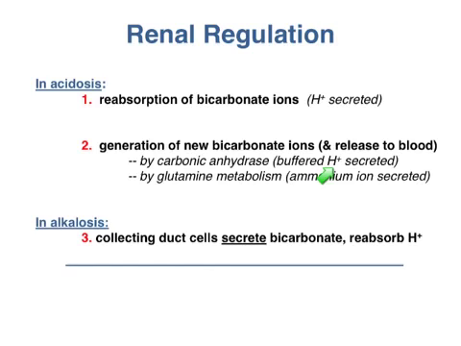It can also happen through metabolism of the amino acid glutamine. When glutamine is metabolized, you get ammonium ions secreted to the urine, and for each ammonium ion that's secreted, one bicarbonate ion is released into the extracellular fluid and returned to the blood. In alkalosis, the intercalated cells of your collecting duct secrete bicarbonate and reabsorb hydrogen ions. So basically your blood is too alkaline, so you get rid of some of the bicarbonate and reabsorb hydrogen ions.